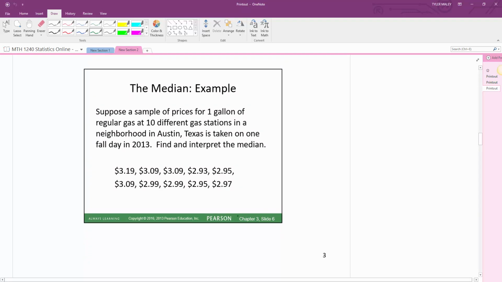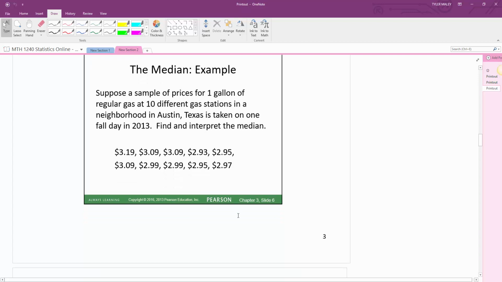So here's an example. It says, suppose a sample of prices for 1 gallon of regular gas at 10 different gas stations in a neighborhood in Austin, Texas, is taken on one full day in 2013. We want to find and interpret the median. So we still have these gas prices from Austin, Texas that we've been working with.